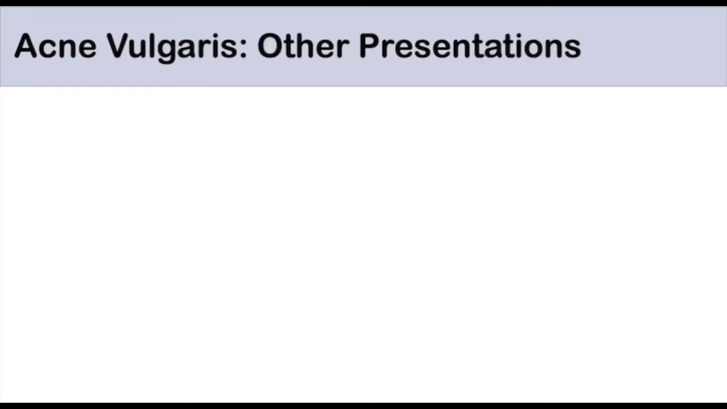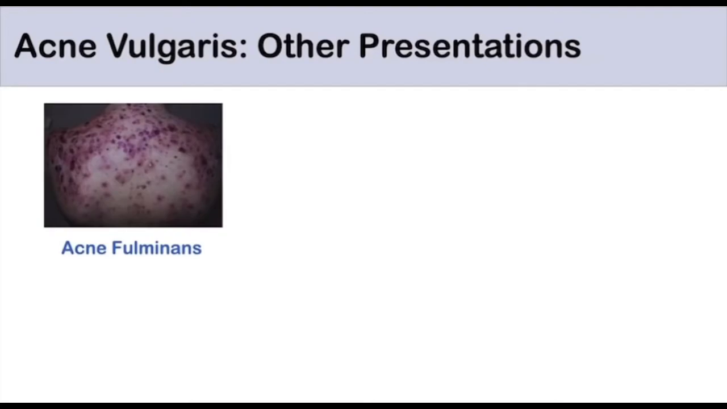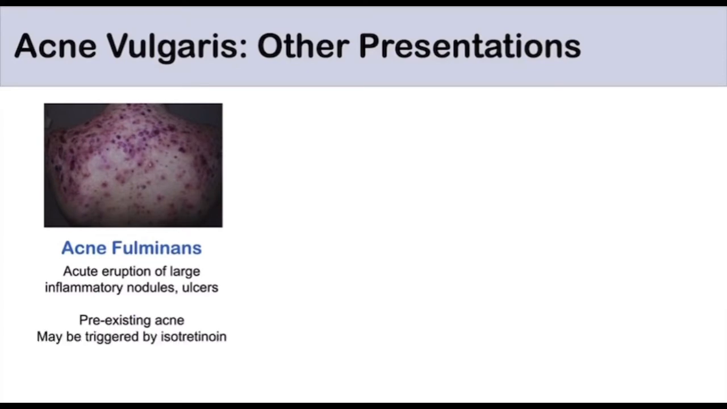So whiteheads and blackheads and those pustules and papules are kind of common presentations, but there are a few other presentations of acne I want to talk about here. The first one is acne fulminans. Acne fulminans is essentially an acute eruption of large inflammatory nodules and ulcers. So it's a very severe condition where there's a large area of the body that becomes affected with these big, large inflammatory nodules and ulcers. An individual that gets acne fulminans is someone that has pre-existing acne in the first place, and it can be triggered by isotretinoin. And interestingly, isotretinoin is actually a medication we can use to treat acne. So some individuals can have a bad reaction to isotretinoin and lead to acne fulminans.